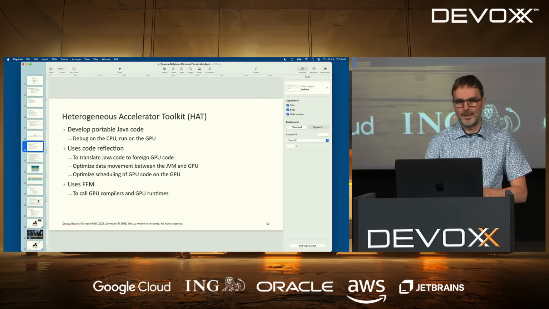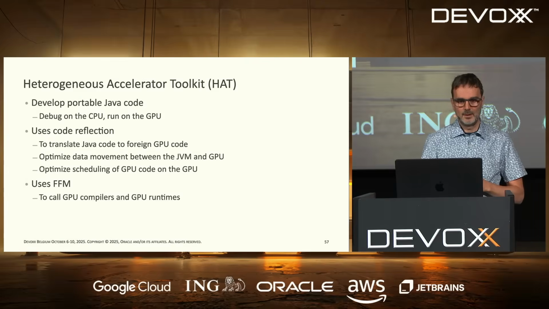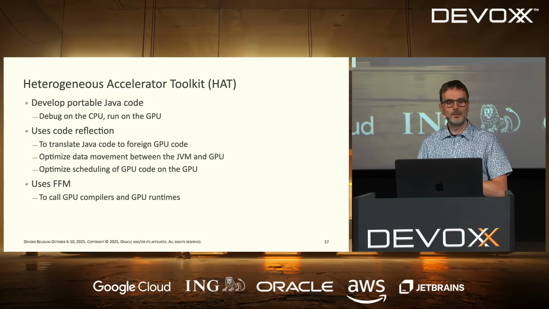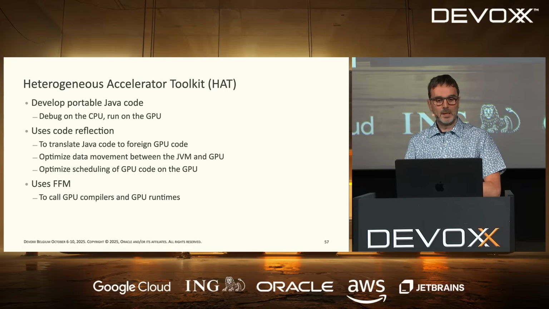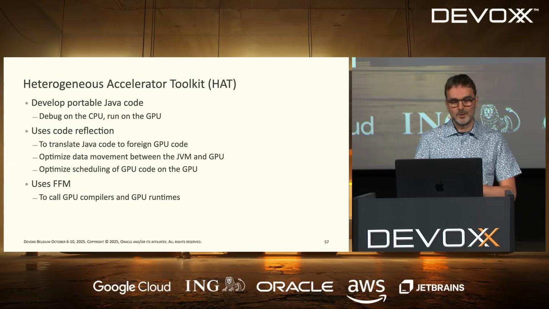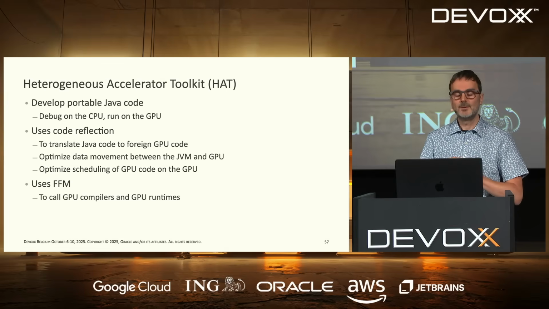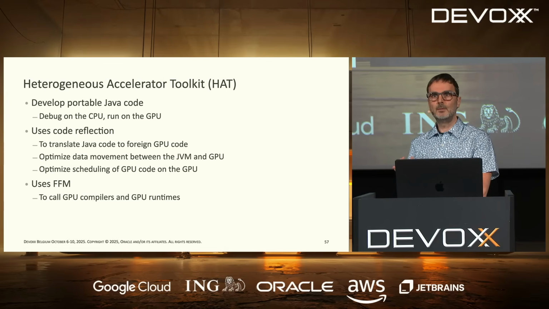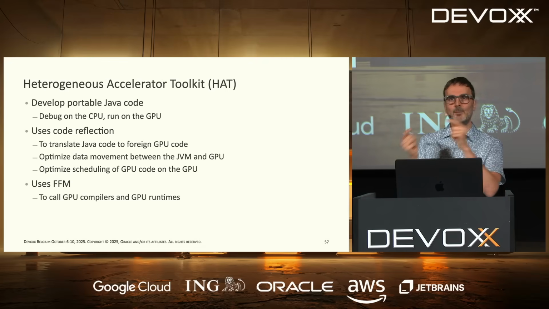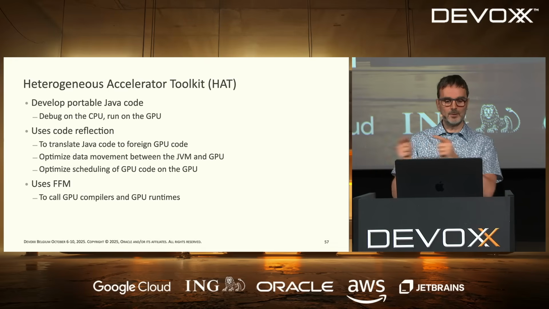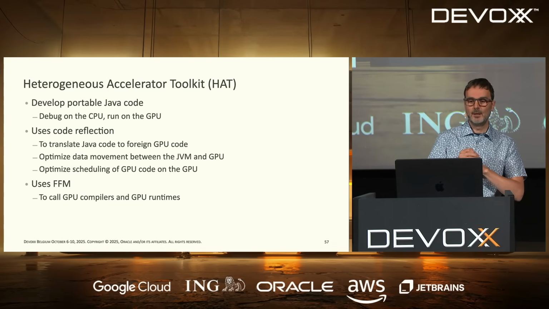So the idea around a heterogeneous accelerator toolkit is to develop portable Java code where we can debug on the CPU and run on the GPU, because debugging on the GPU is a real pain, apparently. And it uses code reflection. It uses it to translate Java code to foreign GPU code, and it uses it to optimize the data movement between the JVM and the GPU, because copying is costly. If it's already on the GPU and we know it, we don't need to move it back and forth if we're making multiple kernel calls. And it can also optimize the scheduling of the execution of GPU code on the GPU as well.